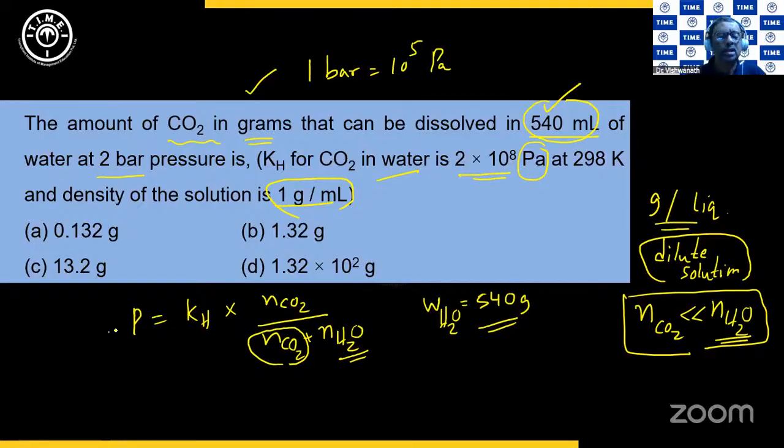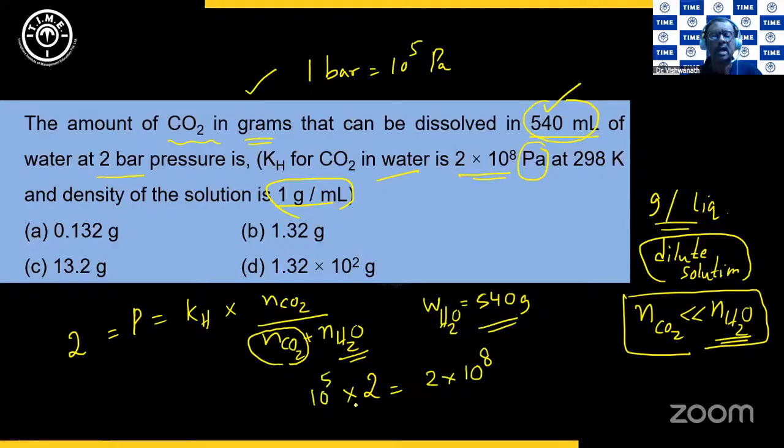How much is this pressure? The pressure is 2 bar. I'll put this bar as it is. So let us put the numericals here. 2 bar equals KH. What is KH? 2 into 10 power 8 pascals. Or I can also convert this bar into pascals. I think that will be better.